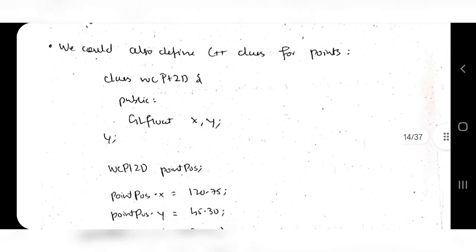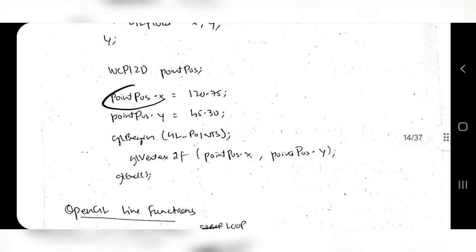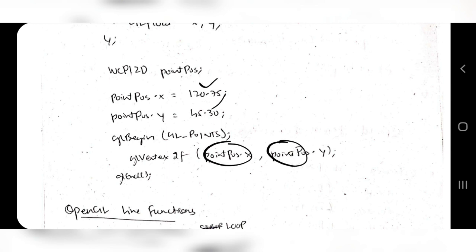We could also define points in C++, where a class can be made. In public, you have two float values, x and y, and point position is an object of wcPt2D, specified like this. To call these two values, you use point position dot x and point position dot y, and that is passed between begin and end in the glVertex call. That's another way in which you can specify points.